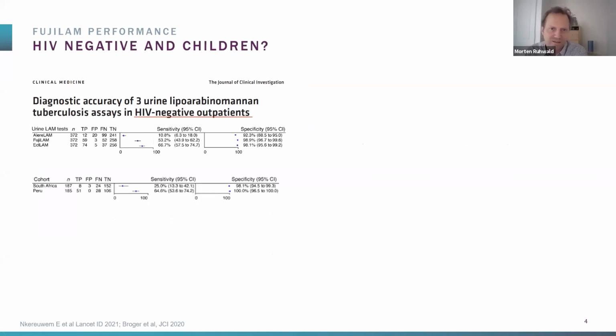There are a couple of studies that have looked at this, and there are many more in the pipeline. In this study, there was a comparison of the LAM, the FUJI-LAM, and then a very sensitive laboratory-based method called ASLM. You can see the sensitivity in HIV-negative outpatients was about 11% for the ALERE LAM, but 53% for the FUJI, and all the way up to 67% for this ASLM.